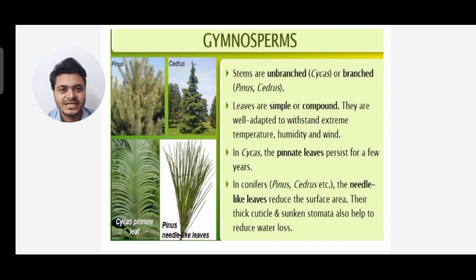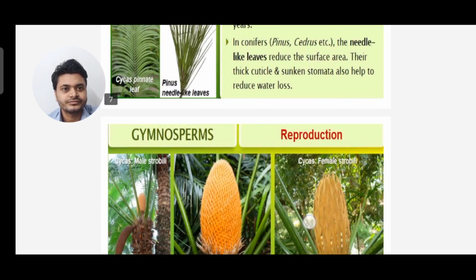In conifers like Pinus and Cedrus, the needle-like leaves reduce the surface area. The thick cuticle and sunken stomata also help to reduce water loss. So they have sunken stomata, and they also have a thick cuticle. So gymnosperms have a thick cuticle and sunken stomata which help reduce water loss.